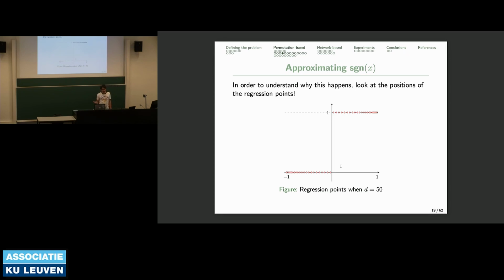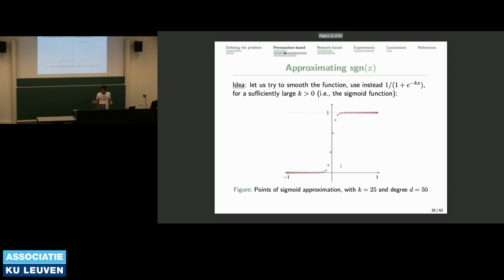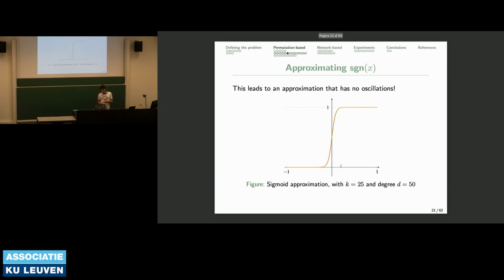And a way to tackle this is to, instead of using the signum function, use a sort of scaled version of the sigmoid function, which is smoother around the origin. We can control this smoothness with a k parameter that we define there. This is an example of some points distributed according to the Chebyshev roots with k equal to 25. Notice that if we let a polynomial pass through these points, we get something which is definitely better.